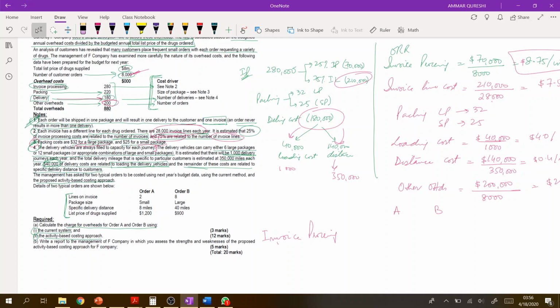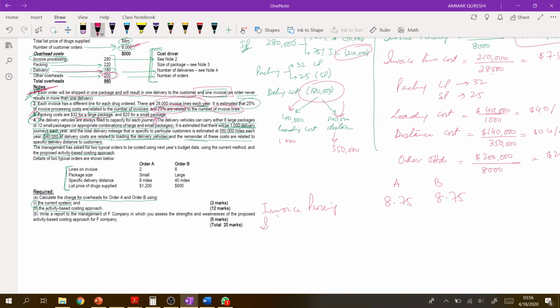Since all orders result in one invoice, in point number 1 it was given each order was shipped in one package and will result in one delivery and one invoice. So irrespective of whether it's order A or order B, you will process invoice just one time, right? So we will distribute 8.75 to both orders, right? Then it's invoice line cost. And that was 7.5 per line, right?